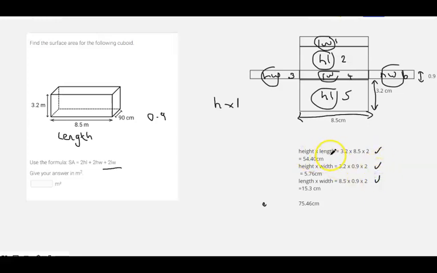So a length times width. So I have said, height times length. So here I've said it's 3.2 times 8.5, and there's 2 of them. Height times width, 3.2 times 0.9, and again there's 2 of them. Length and width, 8.5 times 0.9, and there's 2 of them. 3 individual calculations, need to add them all up, comes to 75.46 centimetres squared. It is an area.